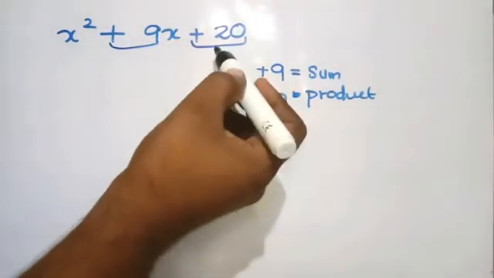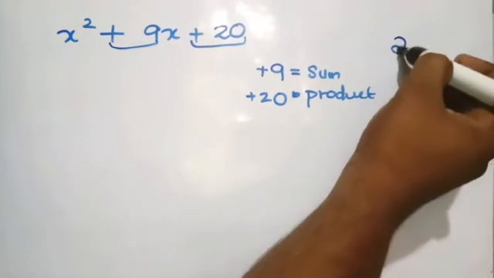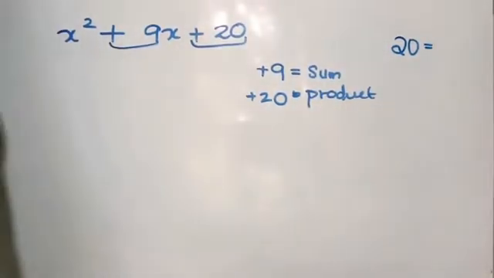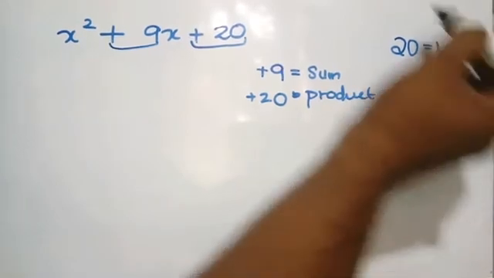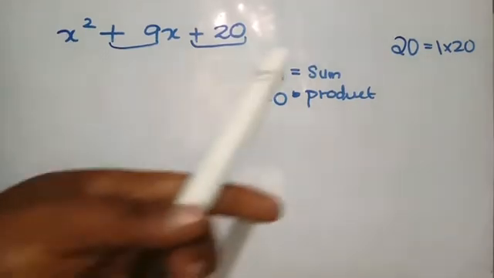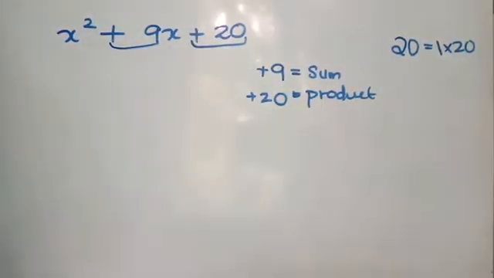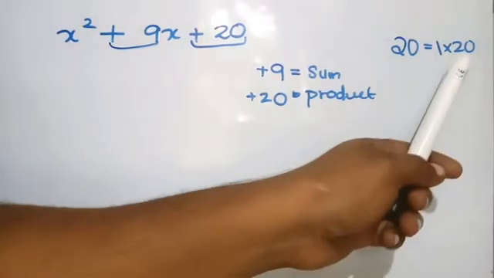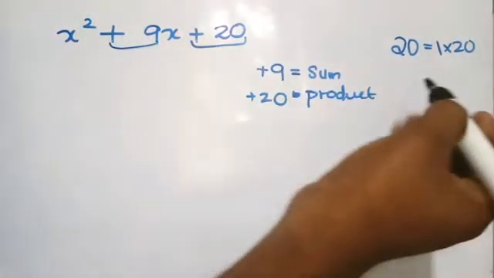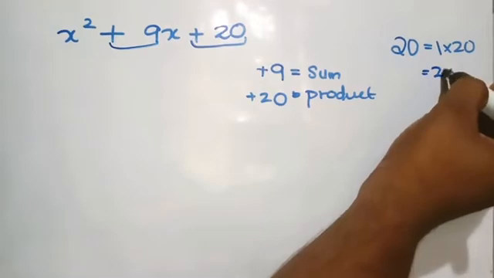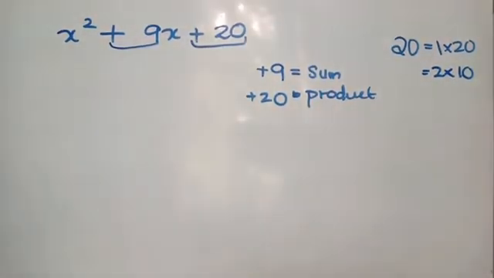So for that the simple work is, let's take 20 and write the factors of 20. We can write 20 as 1 into 20. If we add 1 and 20, we won't get 9. So 1 and 20 are not the numbers. Two into 10. If we add 2 and 10, we get 12, not 9.